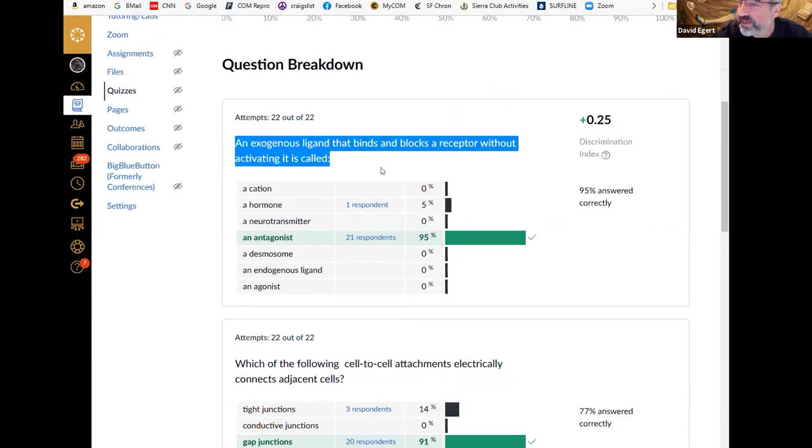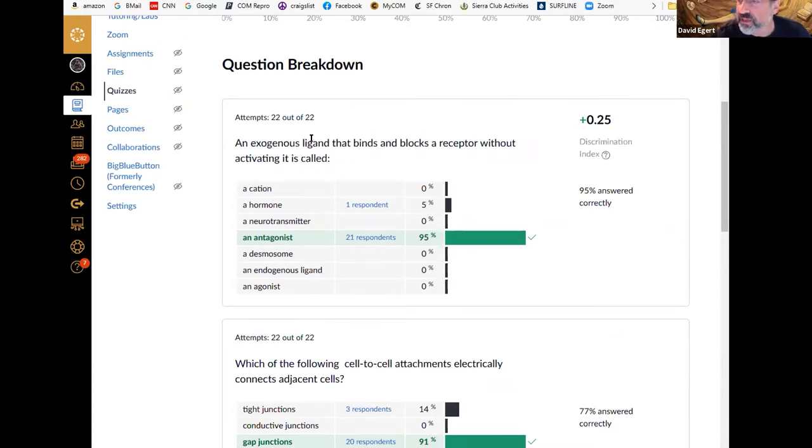All right, so an exogenous ligand. And again, exogenous meaning something that came from outside of your body, usually some pharmacological thing, either a pharmacological drug or a recreational drug or something you're getting from outside your body, but has a shape and chemical structure that can mimic the naturally occurring ligands. So they basically get into the receptor.